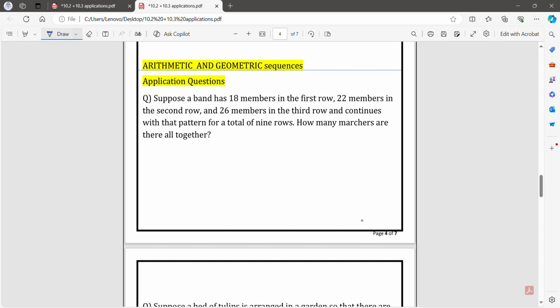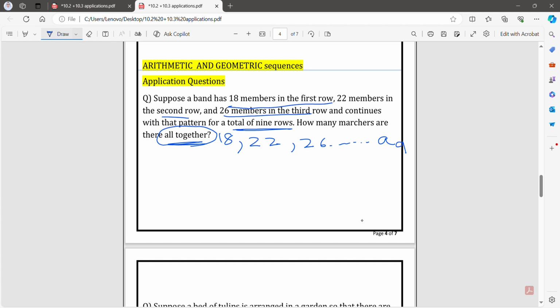In the first question they are saying suppose a band has 18 members in the first row. So it means the first term is 18, 22 members in the second row, 26 in the third row, and we have a total of 9 rows. So we have A9 here, right? And then they are asking how many are there all together? All together means that we need to find the sum.